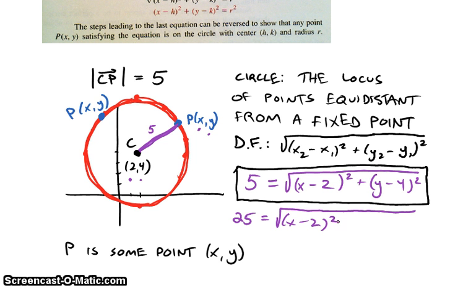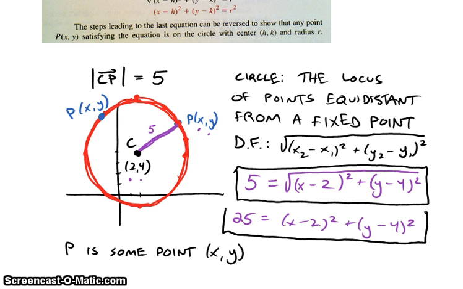X minus 2 squared plus y minus 4 squared. And I forgot that I'm squaring both sides. The whole point of that is to get rid of the square root. So this is actually a more traditional representation of a circle.